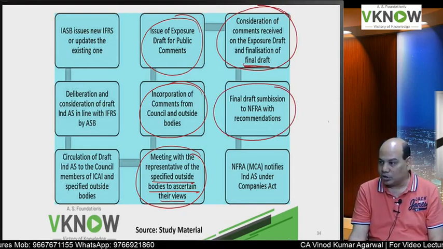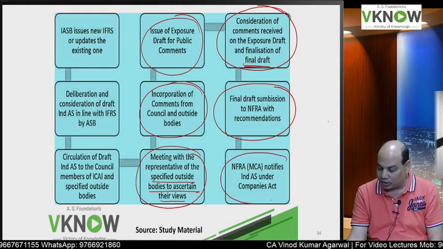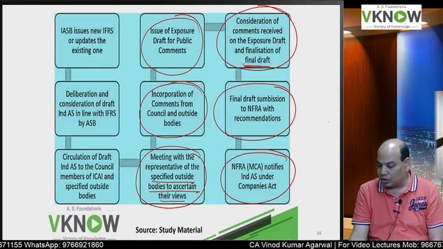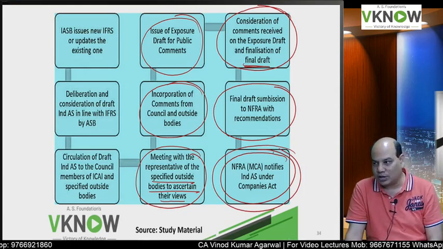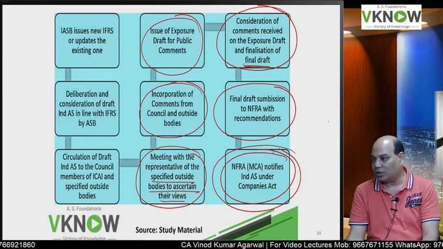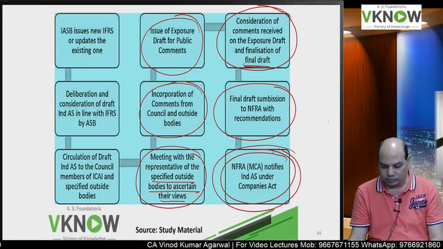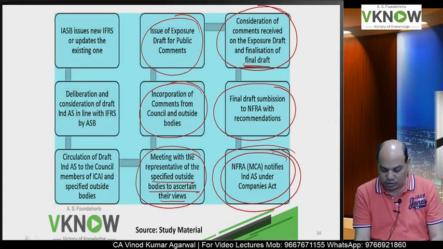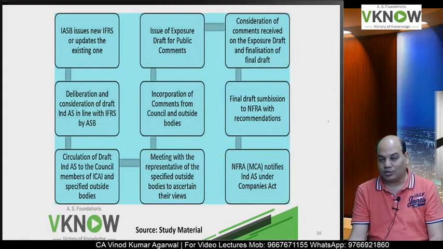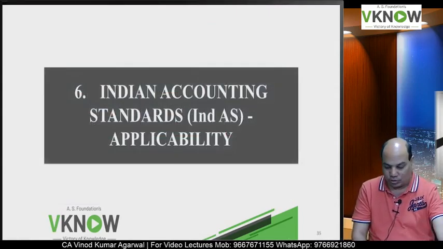National Financial Reporting Authority, with recommendation, and then NFRA, if it is satisfied, will notify Ind AS under the Companies Act. So a notification will come in the official gazette with all the text of that standard, and then it will become applicable. They will also mention from which date it is applicable. Is it right? So one day you can also join the Accounting Standards Board and you can also issue standards. It is not impossible. You can do it.